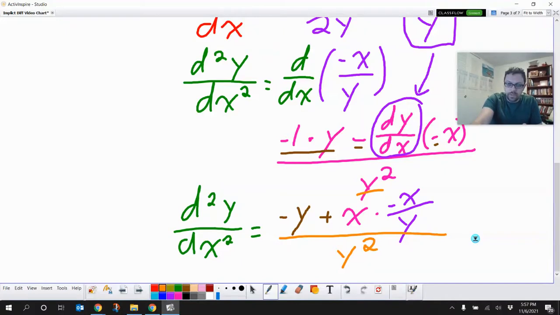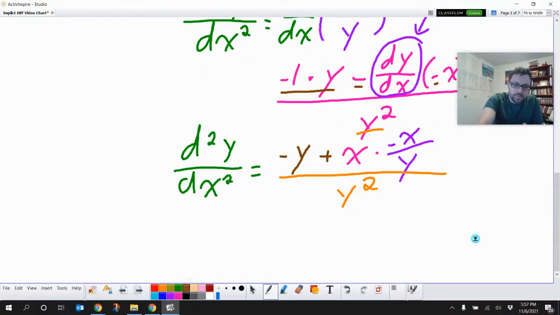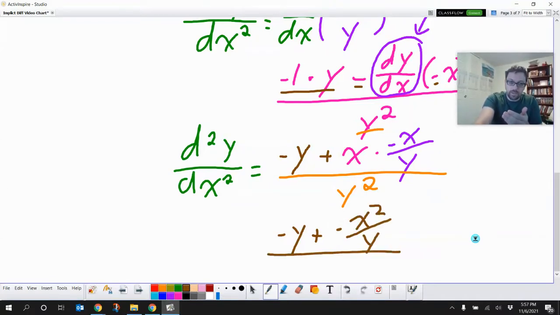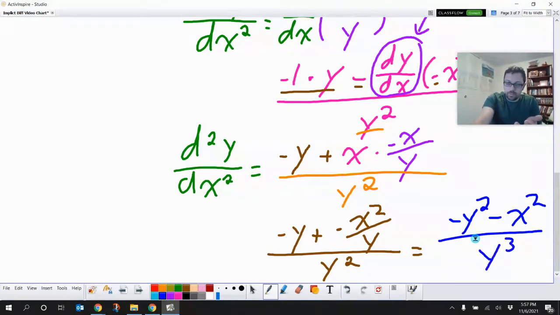Okay, let's just do a little bit of cleanup to finish this off. Multiply those x's together, they become x squared. So we get negative y plus negative x squared over y. And then this whole thing is over y squared. I don't really like that fraction in the fraction, so let's multiply everybody by y. So this equals negative y squared minus x squared over y cubed.